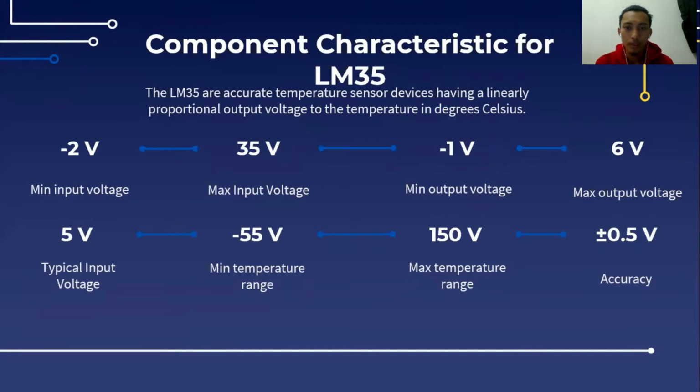For the component characteristics of the LM35, the LM35 is an accurate temperature sensor device having an output voltage linearly proportional to the temperature in degrees Celsius. That means the LM35 is able to produce a reading by sending an output voltage and changing it to a degree Celsius reading. And this is the specification for the LM35.